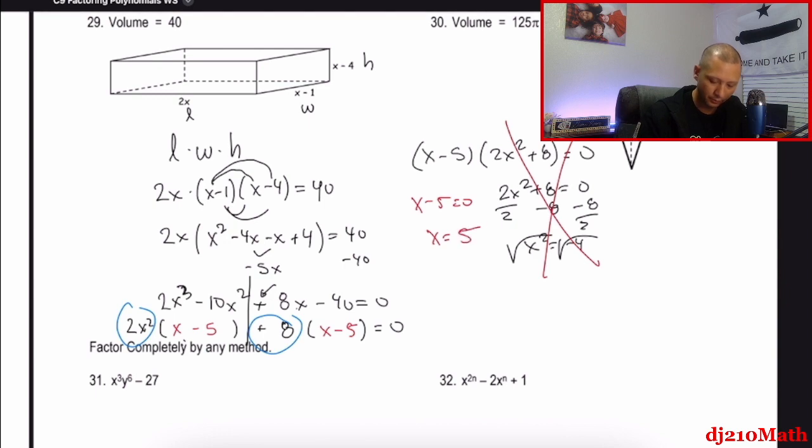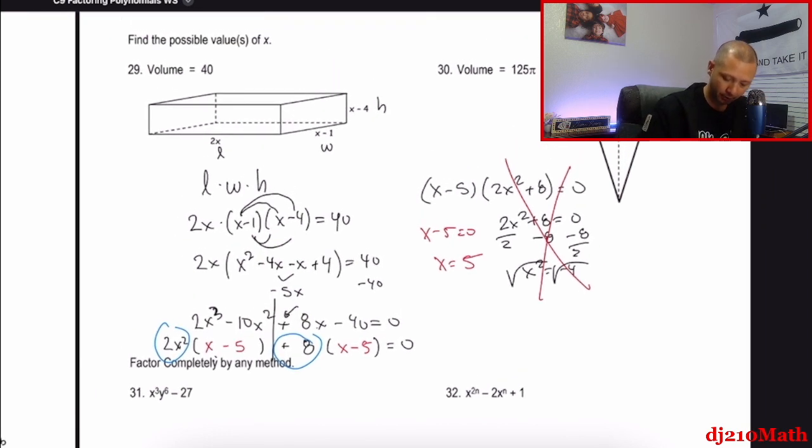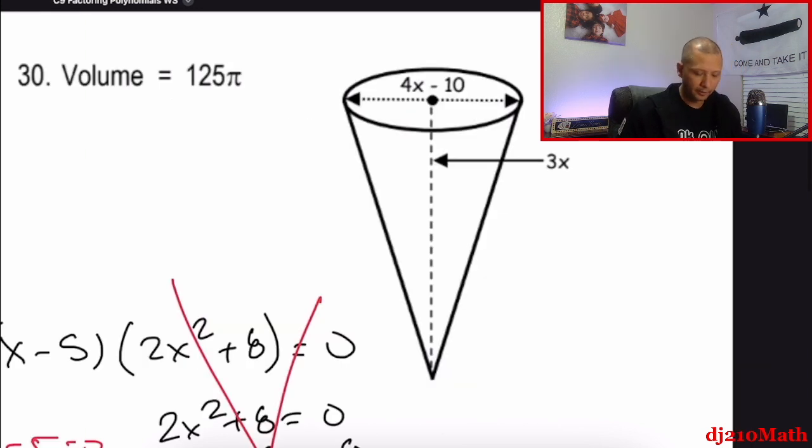So let's check our answer because crazier things are happening. So 2 times 5 is going to be 10. 5 minus 1 is 4. And 5 minus 4 is 1. So 10 times 4 times 1 is 40. Okay. All right, number 30.